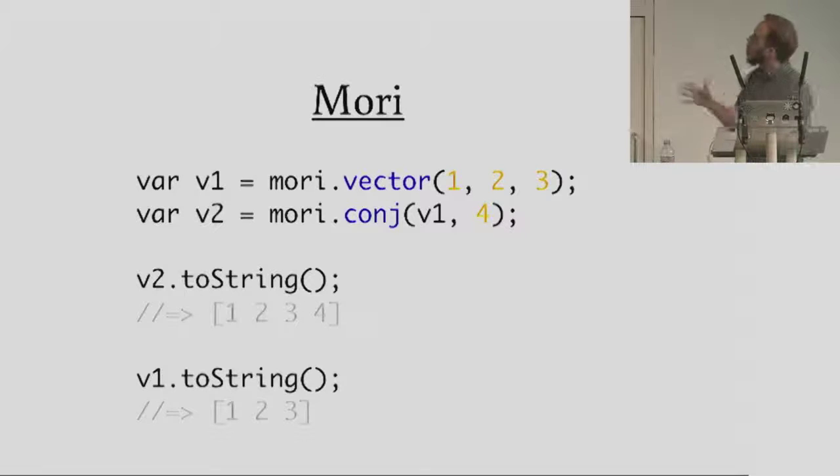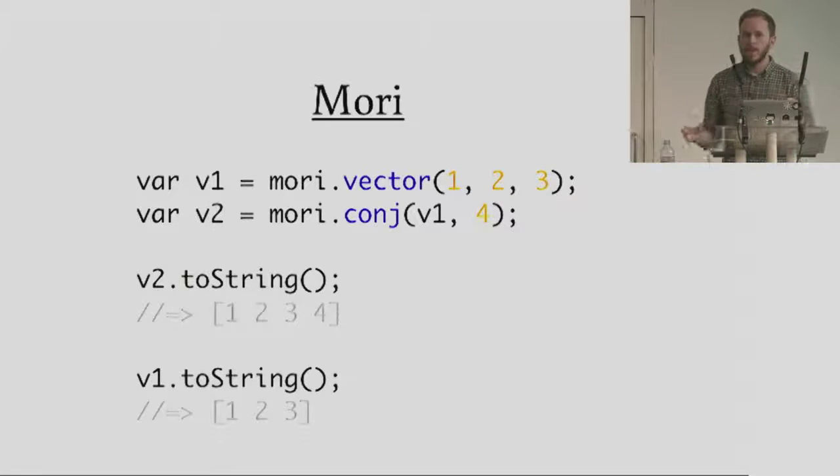So this is a little bit of what Mori looks like. We might create a vector object, a vector data structure rather, with the values 1, 2, 3, stash it in v1. And then we would conjoin the value 4 onto v1 and stash it in v2. And again, exactly the same as what I was doing in the Clojure example. If we look at the string representation of v2, it's got 1, 2, 3, 4, but v1 has not changed.